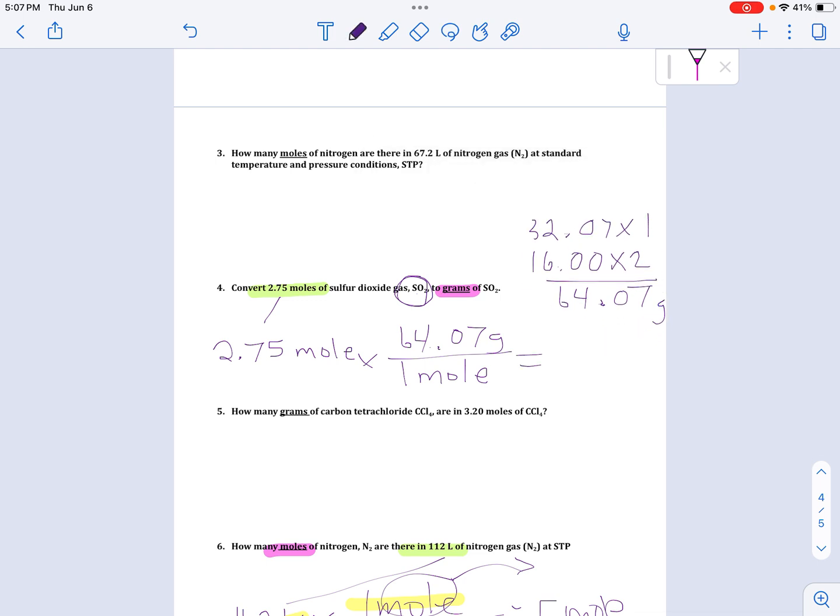So now multiply the top and divide by the bottom. So 2.75 times 64.07. 176 divided by 1, it's still the same. 176.1 or something like that. I'm not worried how you round it, or I guess 0.2 grams, because the moles have canceled and I moved from moles to grams. All right, I hope that helped.